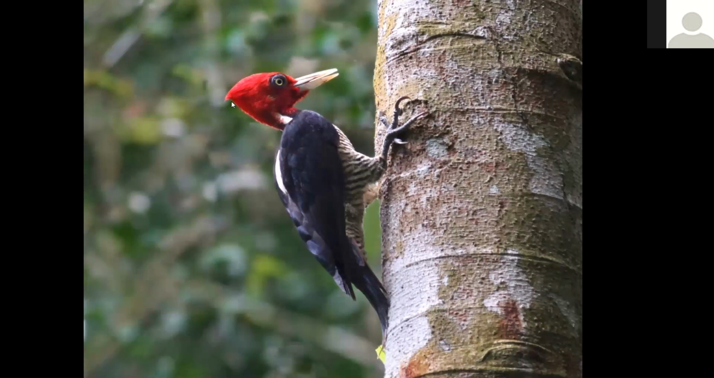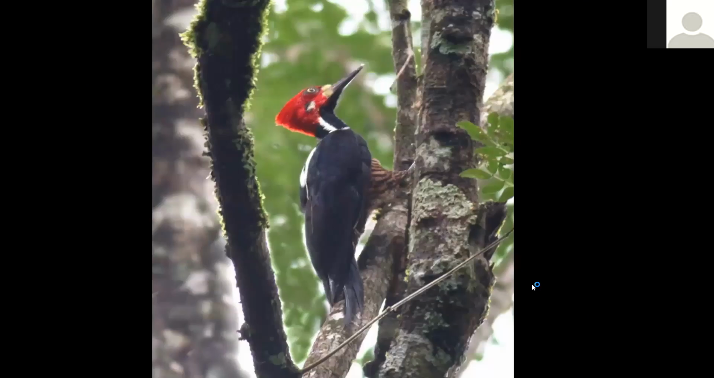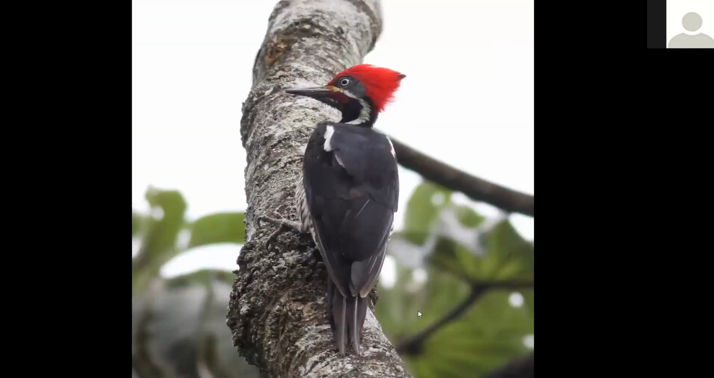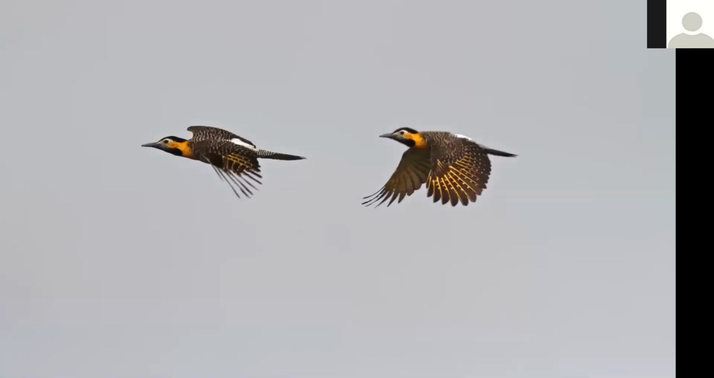This is the pale-billed from Costa Rica. This is the crimson-crested. This is relatively widespread, very large birds. This is a very distant shot of a spectacular woodpecker of the same genus, the red-necked woodpecker. This is from the Amazon. And then this is a different genus, but looks very similar. This is the lineated woodpecker. So the lineated woodpecker is very closely related to our pileated woodpecker, the same genus, Dryocopus.